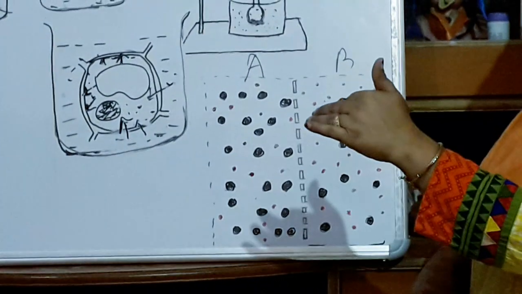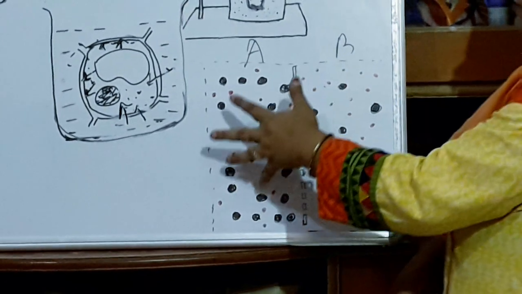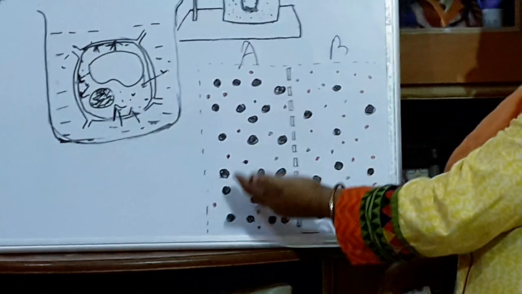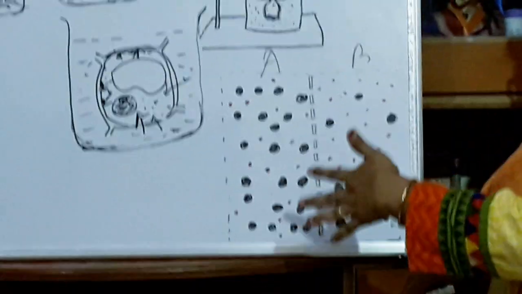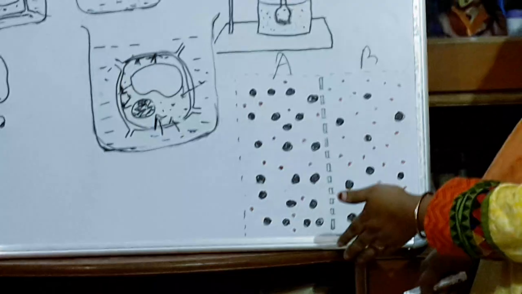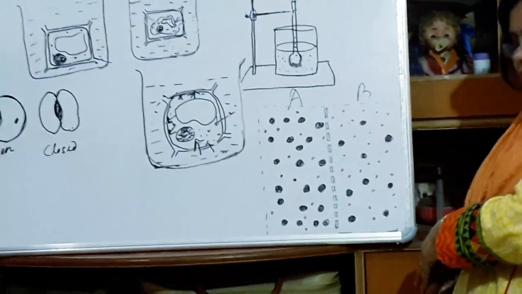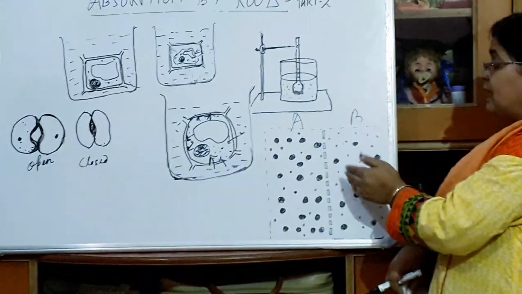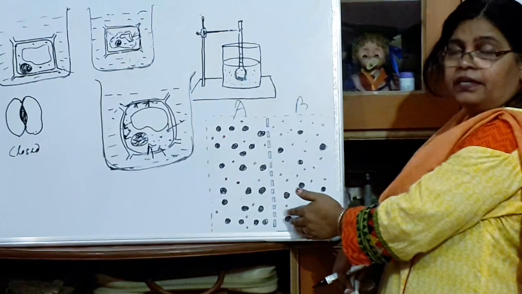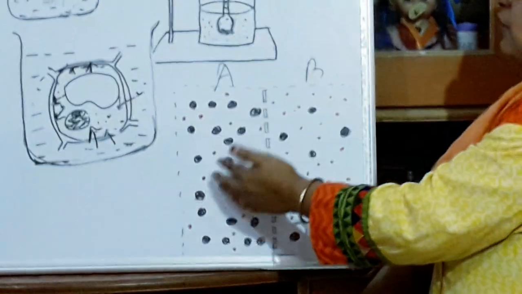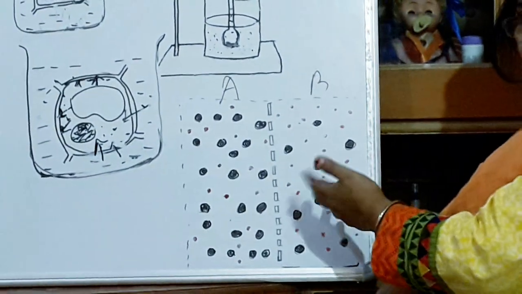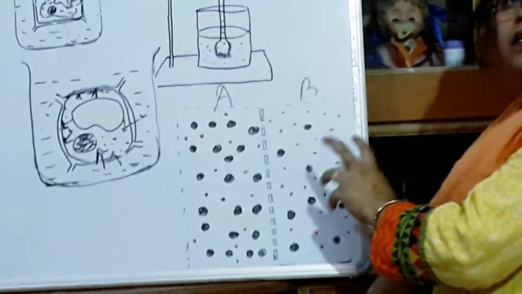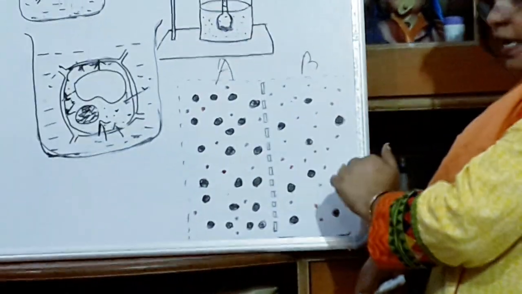In simple diffusion, what happens is that this solute can move from this side to this side, because there we are not using a semi-permeable membrane. But as there is a semi-permeable membrane, it doesn't allow the solute particles to come from A to B side. Then what will happen? There is a tendency to equalize the concentration on both sides.